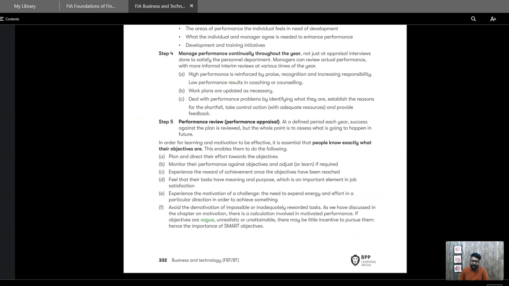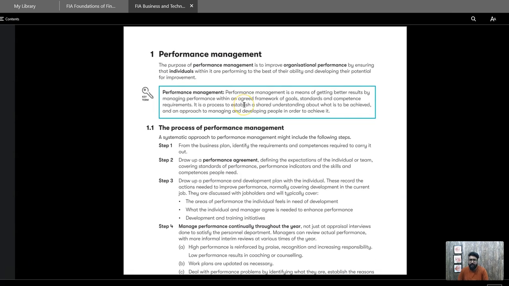Performance management. So here we are going to start with performance management. The purpose of performance management is to improve organizational performance by ensuring that individuals within it are performing to the best of their ability and developing their potential for improvement. So in performance management we are identifying that each and every individual has a capability, an ability to perform well to their potential, and a potential for improvement also. That is where performance management is happening.